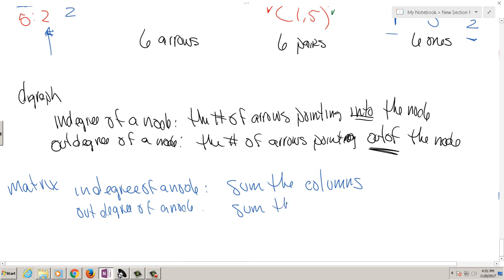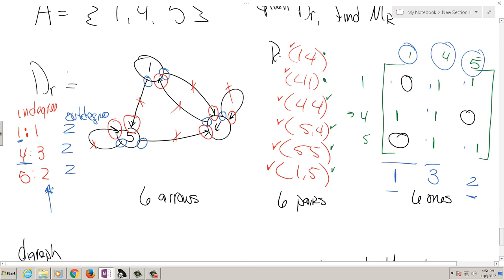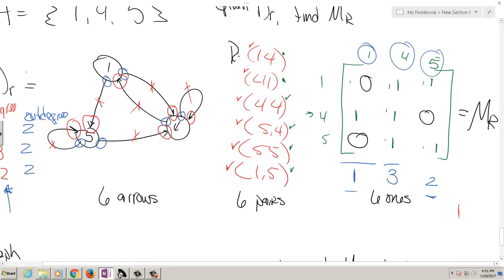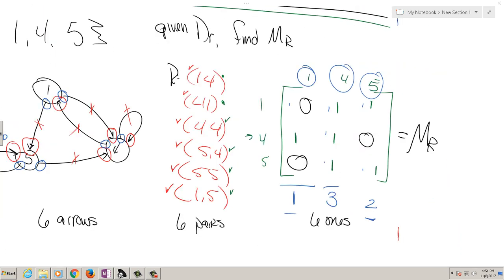Yep, we're going to sum the rows. So let's see if we can find the out degree of a node using a matrix. There's a matrix right here. I'm going to sum the columns. This time I'm going to sum the 3 columns.